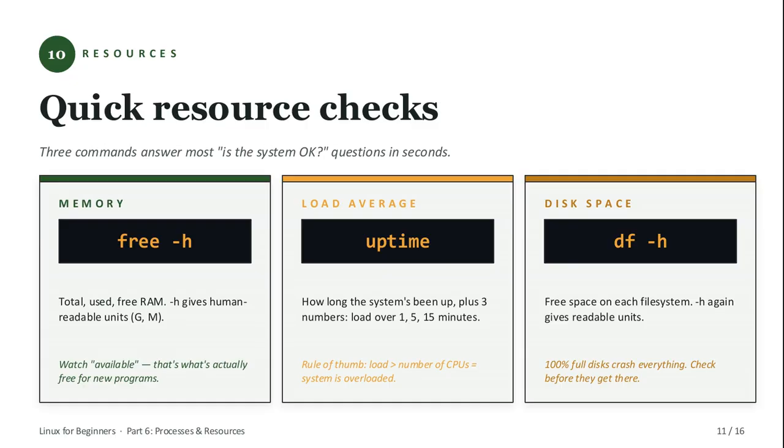uptime gives you load averages over the last 1, 5, and 15 minutes. And as a rough rule, if that number climbs above your CPU count, the system's working harder than it can keep up with. And df -h lists free space per file system, which is worth glancing at regularly, because a disk that hits 100% will take things down with it.